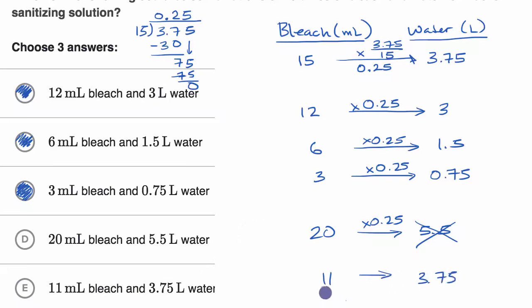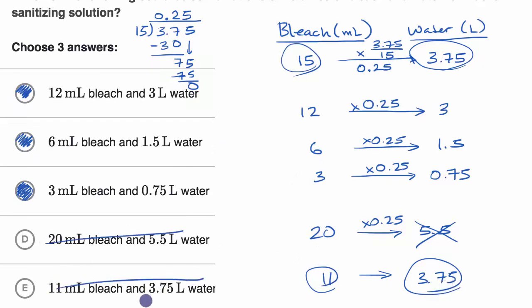Well, we definitely know that's not going to work because notice we have the same amount of water, but we have less bleach. Or you could say, well, what's 1/4 of 11? Well, that's going to be less than 3.75. So we can rule both of these choices out.